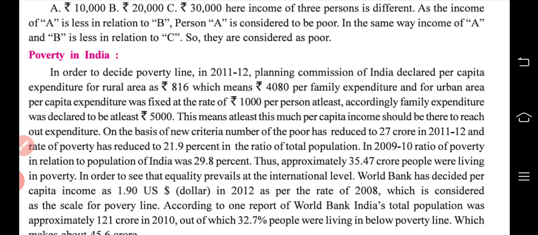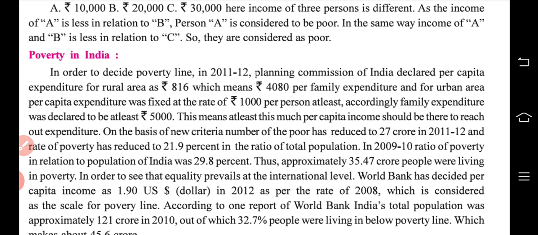That has been counted, and this means at least this much per capita income should be there to meet our expenditure for good food, for shelter and some other basic requirements. We can fulfill these by this amount if we earn monthly, and if we do not earn this, any person, he or she, we can say is below the poverty line.